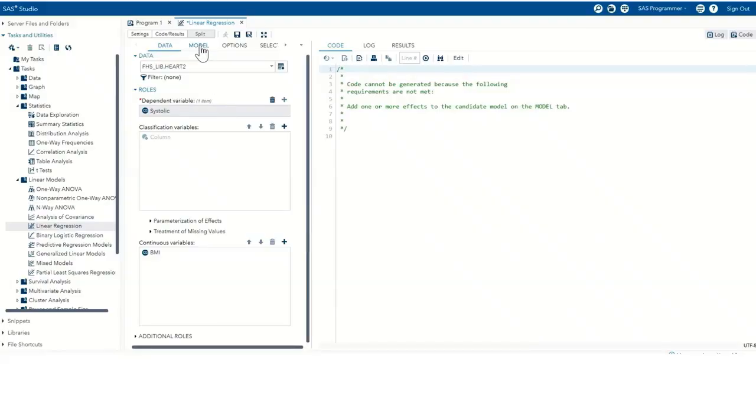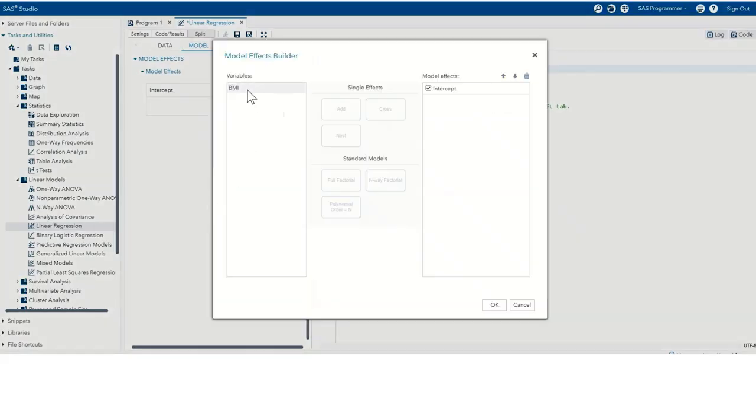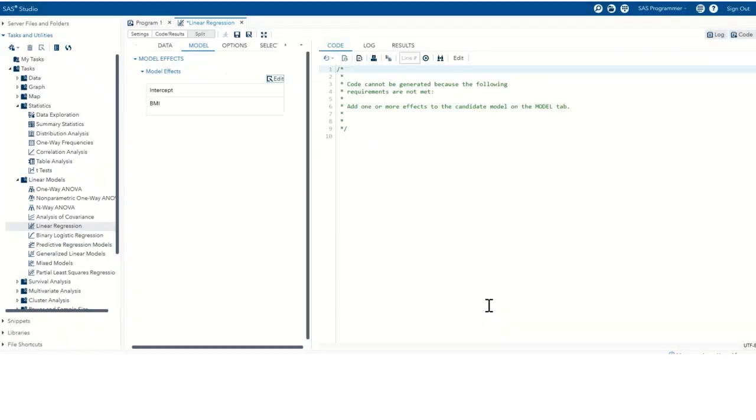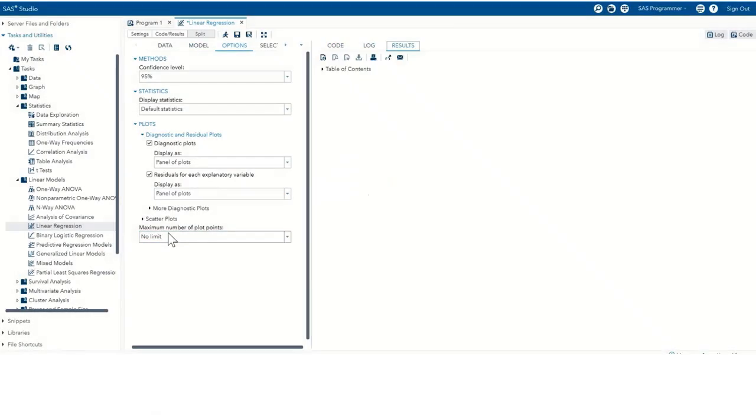Okay, now move on to the next tab, model. Under model effects, click on edit, click on BMI and add it to the model effects. We're going to keep the box next to the intercept checked. Click OK. Move on to the options tab. We're going to keep all the default options except the maximum number of plot points, which we will change to no limits, as we have done many times previously. And just submit the code.